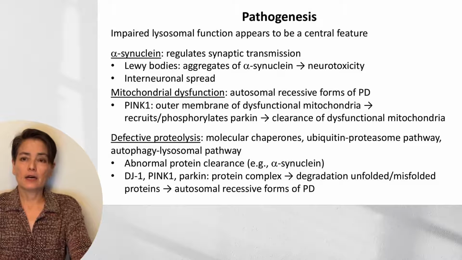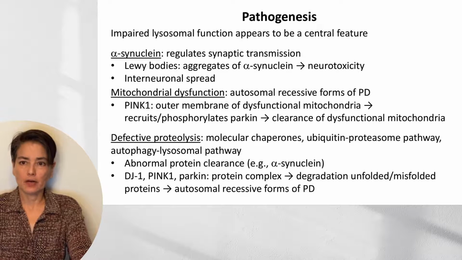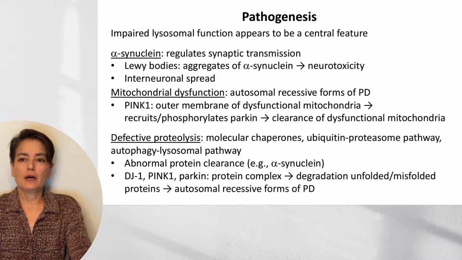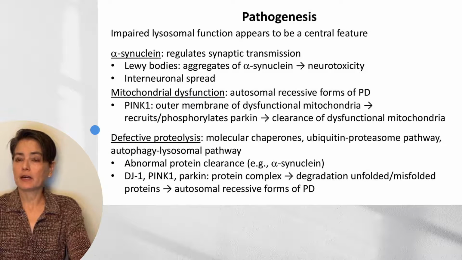A second aspect of the pathogenesis of Parkinson disease is mitochondrial dysfunction, and we learned about this because of some autosomal recessive forms of Parkinson disease. Typically, when a mitochondrion is dysfunctional, we will get translocation of the protein PINK1 to the outer membrane of that mitochondrion. PINK1 will then recruit and phosphorylate Parkin, leading to the clearance of that dysfunctional mitochondrion.